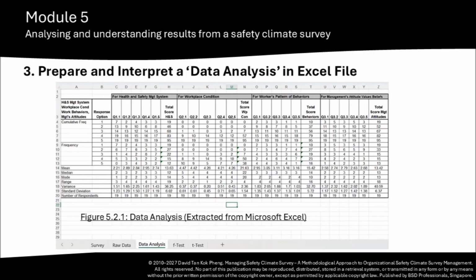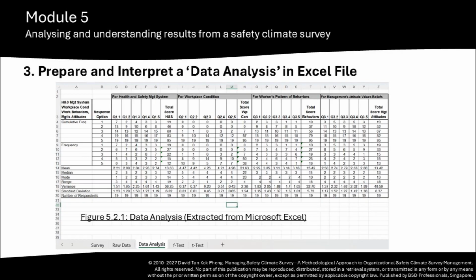Using the example raw data entered earlier, the Excel data analysis sheet will appear as shown in Figure 5.2.1. From the completed analysis, it can be observed that 19 participants responded to the survey, resulting in a 100% response rate. There were no missing responses, as all participants completed the questionnaire carefully. This ensures that the dataset is complete and reliable for further analysis.